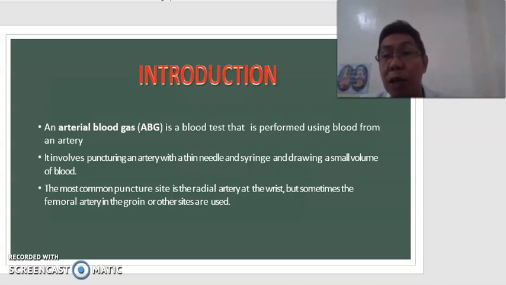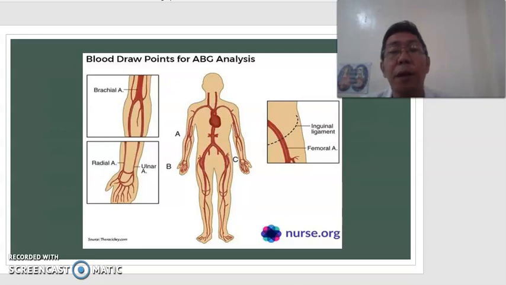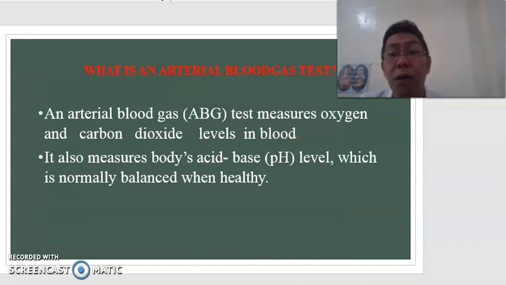Of course, it involves puncturing an artery with a thin needle and a syringe, and then drawing a small volume of blood. The most common puncture site is the radial artery, in our wrist, which is what I usually observe. Sometimes the femoral artery in the groin or other sites are used. This is a picture of where we can extract blood for ABG analysis. It measures oxygen and carbon dioxide levels in the blood.